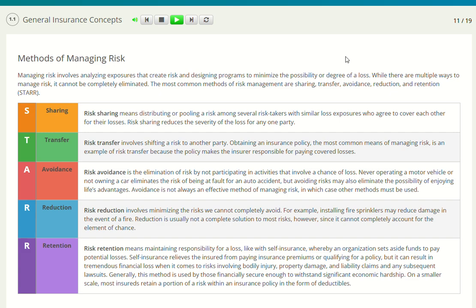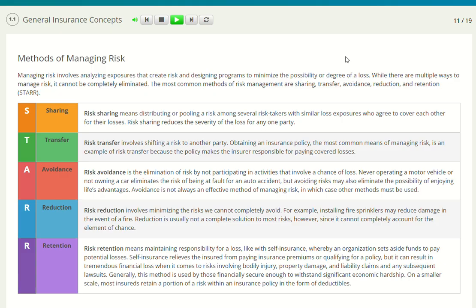Sharing. Risk sharing means distributing or pooling a risk among several risk takers with similar loss exposures who agree to cover each other for their losses. Risk sharing reduces the severity of the loss for any one party.